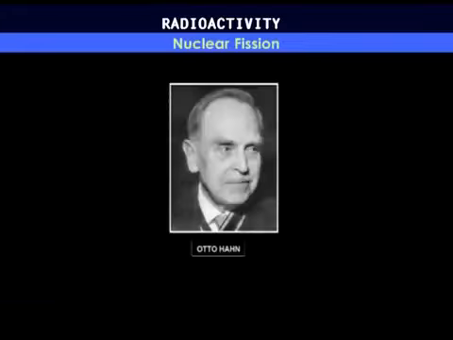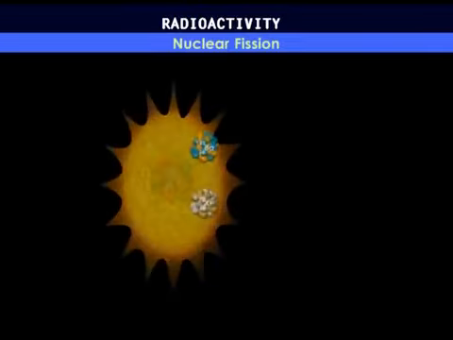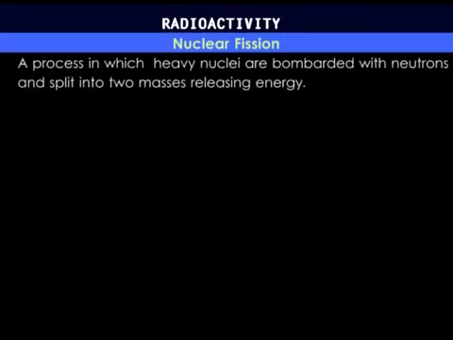A German scientist, Otto Hahn, discovered that breaking up the nucleus of uranium-235 into two parts emits 200 million times the energy of the neutron which triggered it. A process in which heavy nuclei are bombarded with neutrons and split into two equal masses, releasing enormous amount of energy, is called nuclear fission.